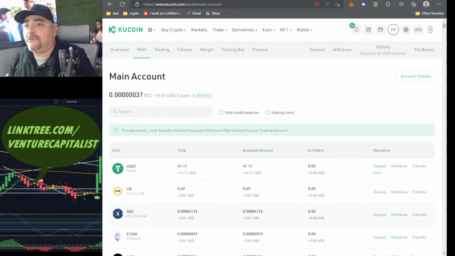to fund your account and your margins, guys. So this is real simple. All you want to do here is go over to your KuCoin account, and when you're in your KuCoin account, you go over here to deposit.